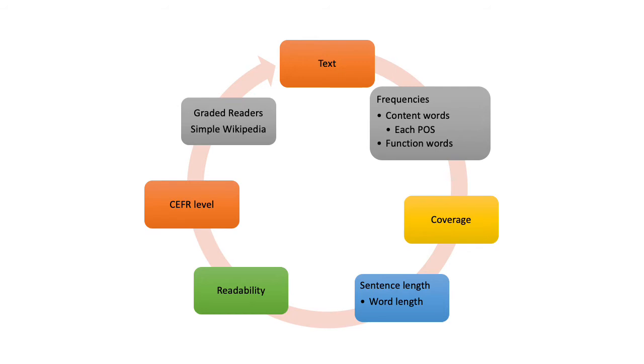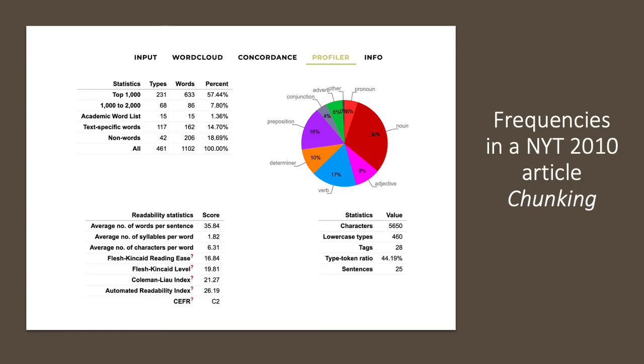Readability and working out the CEFR level of a text are calculated statistically, as we are about to see. They are calculated using such features as sentence length and word length, and how frequent the words in the text are in the language generally. This is an example of the frequencies in one text. What data computers can generate from a text.